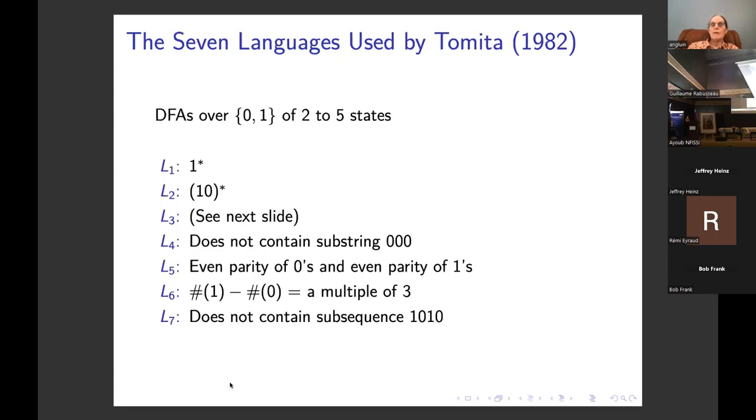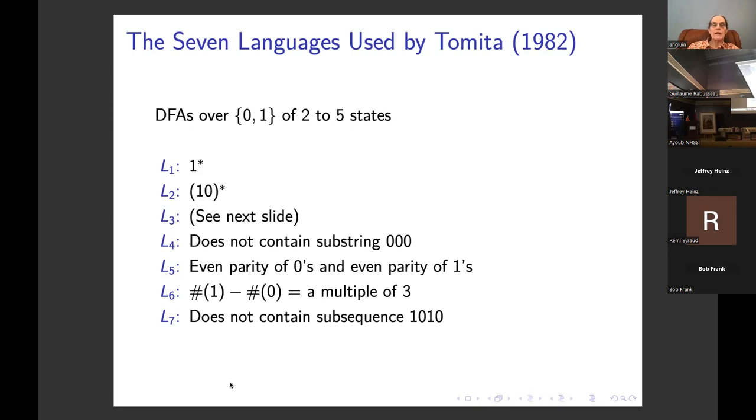More popular, perhaps, were the seven languages proposed by Masaru Tomita. He describes them in a tech report from CMU in 1982. The seven languages were, and samples of positive and negative strings were used by him in assessing the performance of a hill climbing method for learning DFAs from given samples.